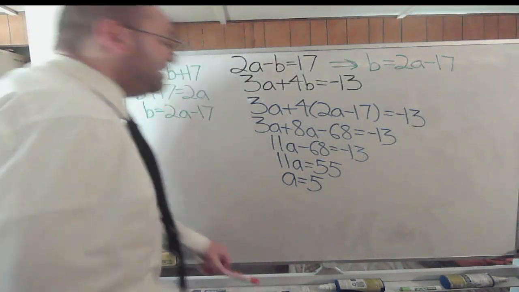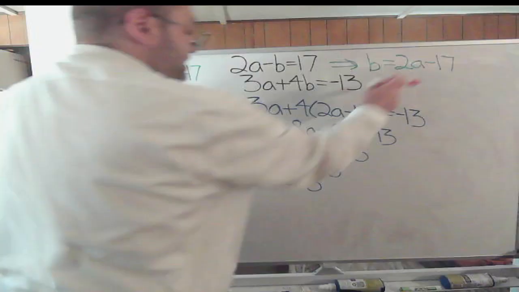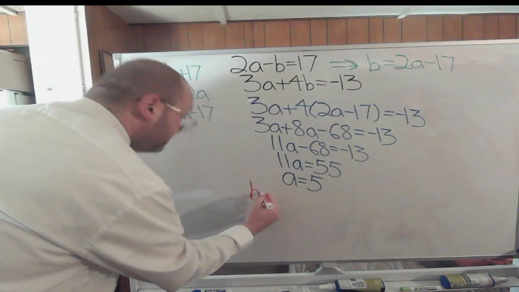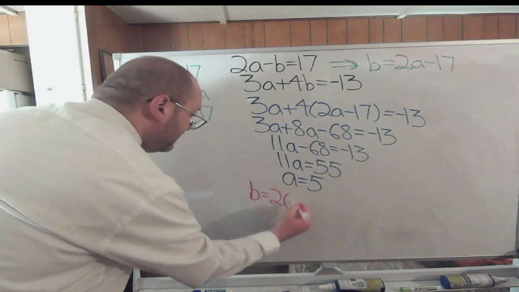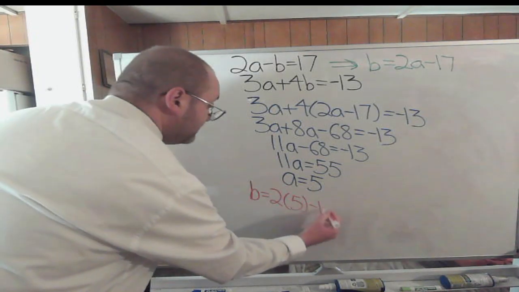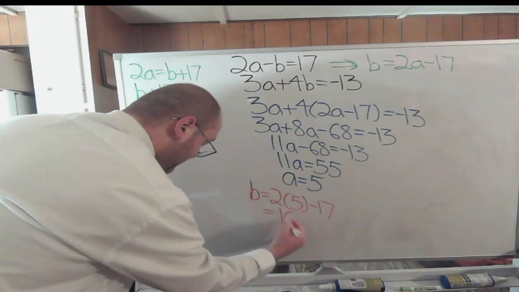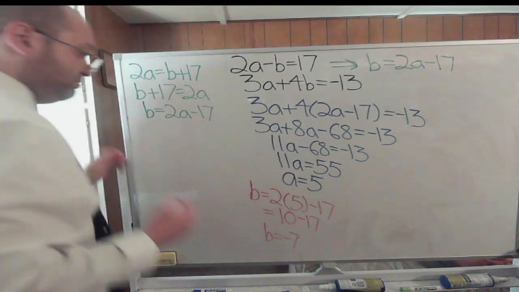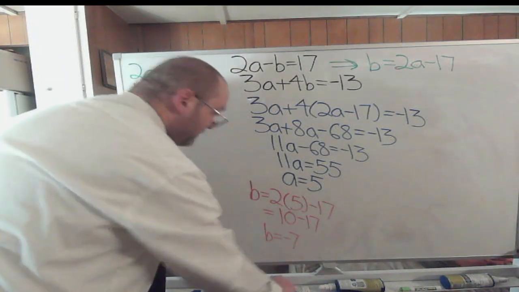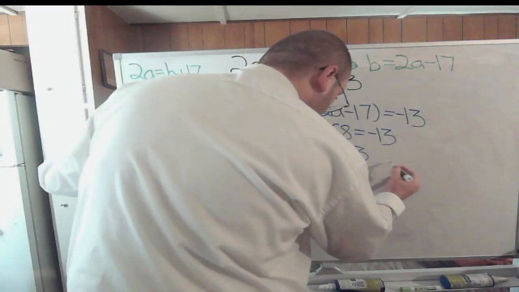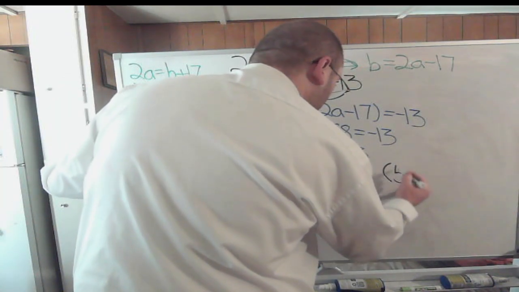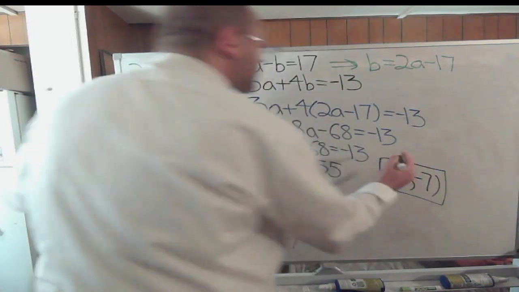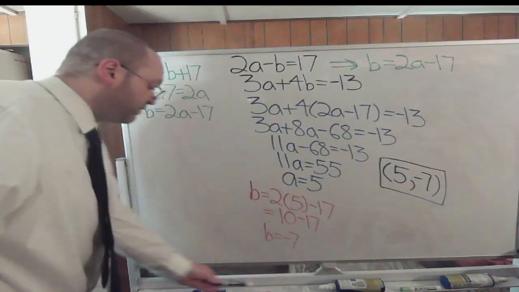Now all I have to do is find the b coordinate, and I can substitute that value of a into that substitution equation. So b would equal 2 times that value of a, which is 5, minus 17, which means you have 10 minus 17. Therefore, b equals negative 7. So my b coordinate ends up being negative 7. So I get the point of intersection, the ordered pair being 5, negative 7. That would be my answer: 5, negative 7 for your ordered pair.